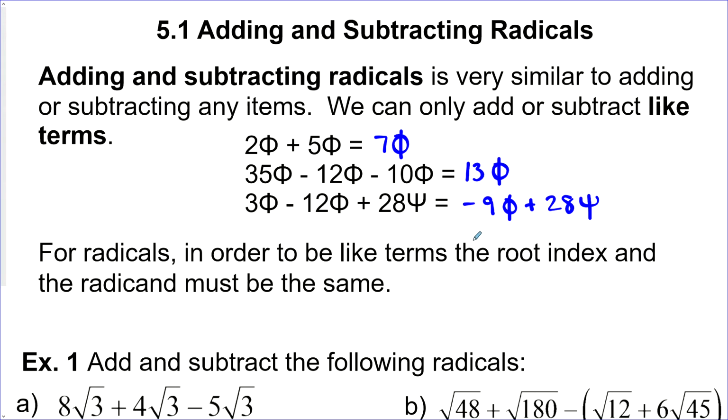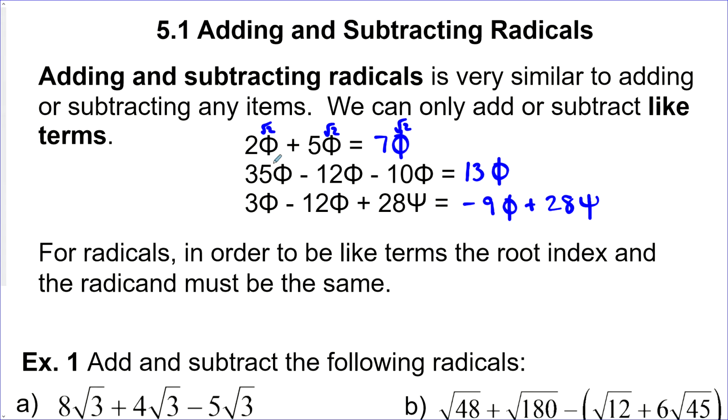3 phi minus 12 phi, negative 9 phi, plus 28 psi, and that's of course not the same, we can't put them together. Now radicals are going to work just like that, except instead of a phi, we're going to have a radical like root 2. And so it'll work like 2 root 2 plus 5 root 2 is 7 root 2.